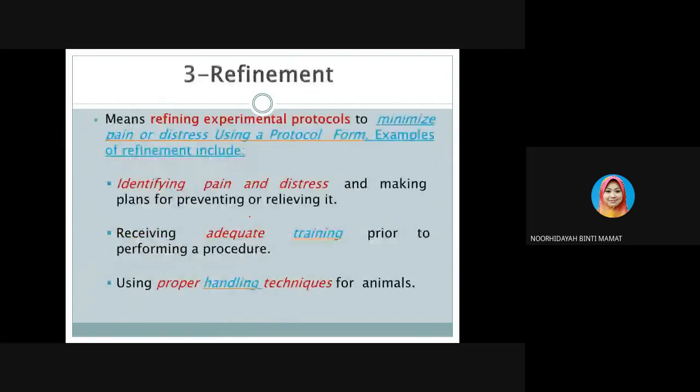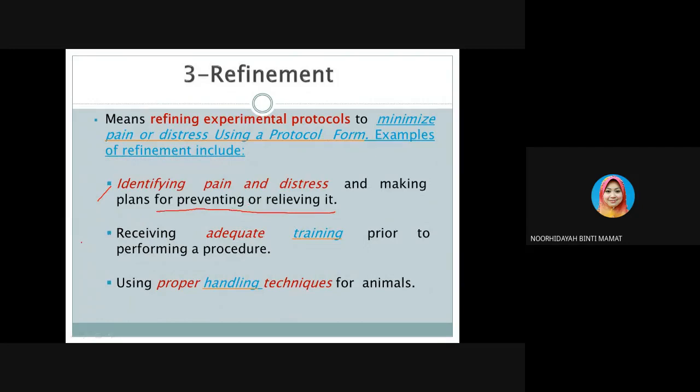The third alternative, the third R, is refinement. Refinement means refining experimental protocols in order to minimize pain or distress, using a protocol form. Examples of refinement include first identifying pain and distress. First we need to identify the pain and also the distress. Then making a plan for preventing or relieving the pain or distress.